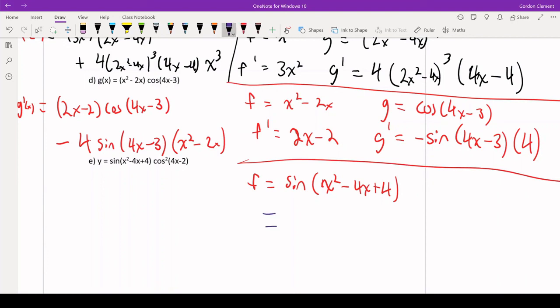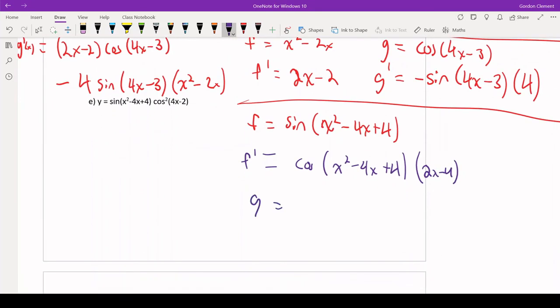Switch colors back and forth. I forgot. Derivative of sine is cos. Leave the inside function there. Then separately multiply by the derivative of the inside. That other function is this. It's cos squared. So remember, you've got to think of that as the whole thing to the power of 2.